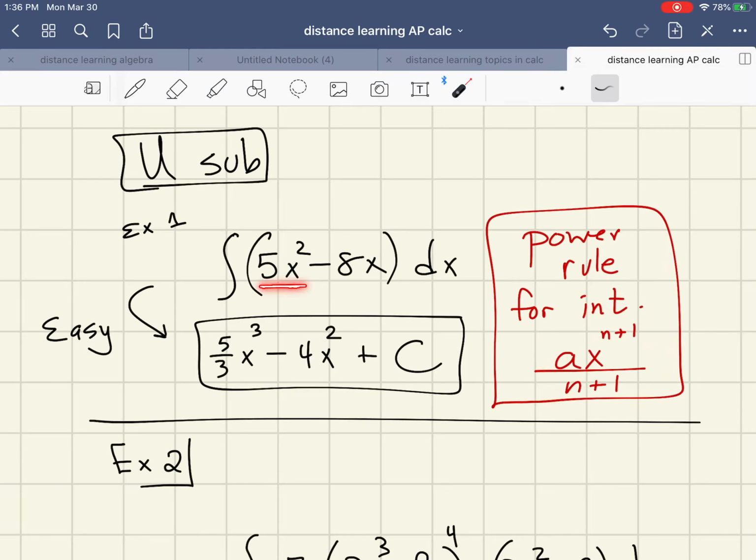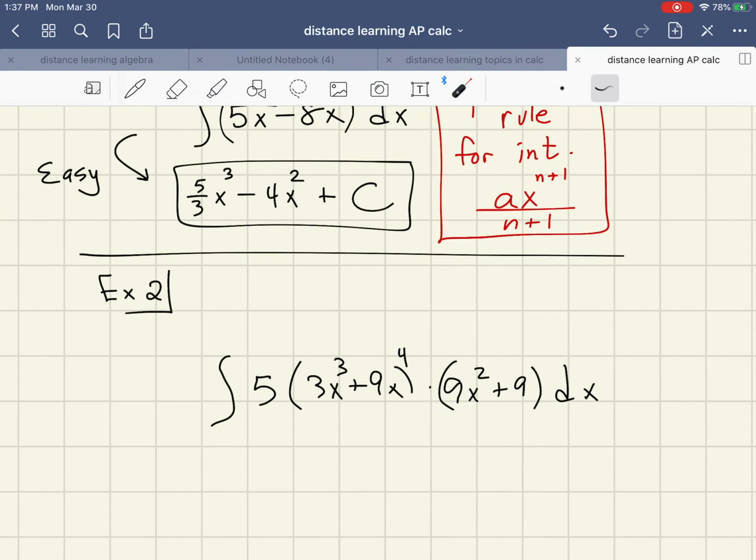Take your exponent, increase it by 1, so we get x to the third, and divide your coefficient, 5, by that exponent, 3. So the first chunk there is 5/3 x to the third. Second piece, increase the exponent by 1, divide your coefficient, and you get 4x squared. Don't forget your constant of integration if this is an indefinite integral with no bounds.